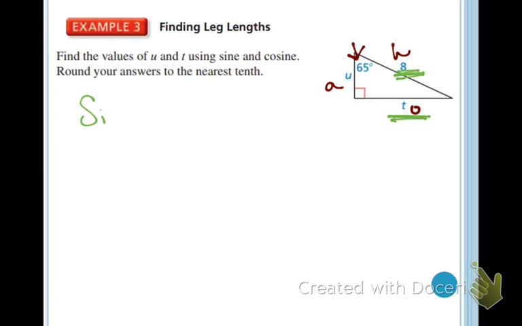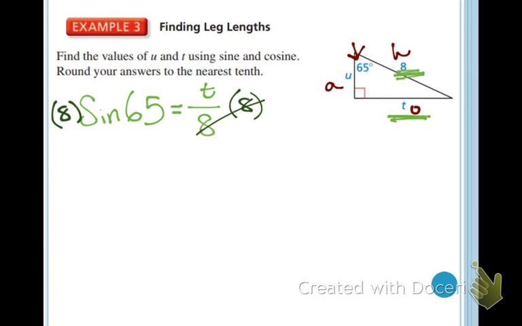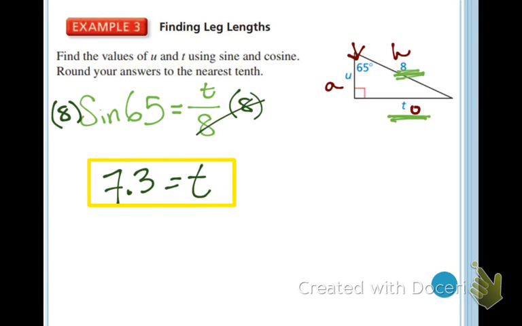So we need to decide which trig function is the opposite and the hypotenuse. Sine. So we're going to say sine from 65 equals the opposite, which is t, and then over 8. Do I need to flip anything, or can I just multiply? Multiply. Round to the nearest tenth. We get 7.3. All right, so then we move on. Do we have any questions on t?